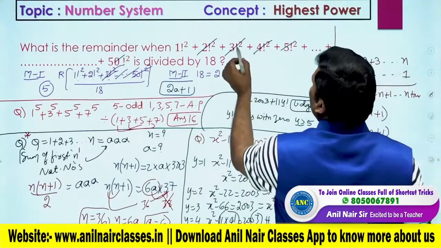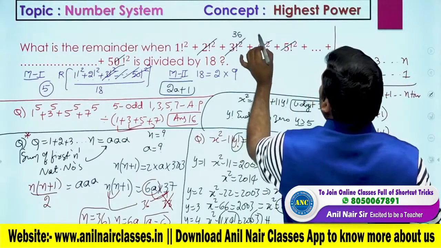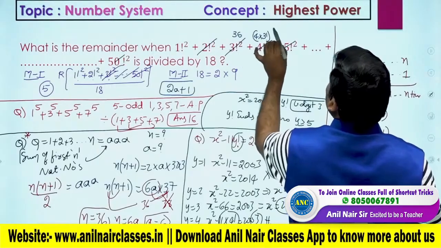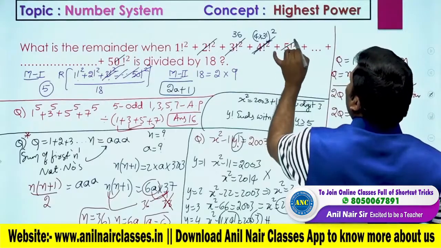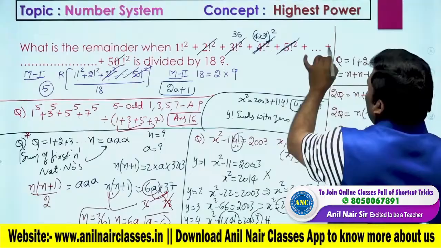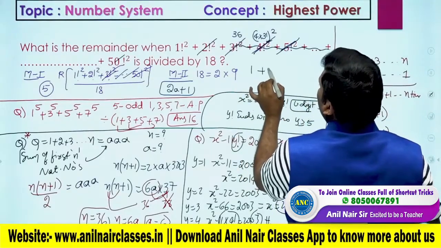3 factorial is 6. 6 square is 36, which is 4 into 9. The answer will be divisible by 9. 5 factorial, 5 into 4 into 3 factorial, is divisible by 9. So it will be 1 plus 2 factorial, 2.